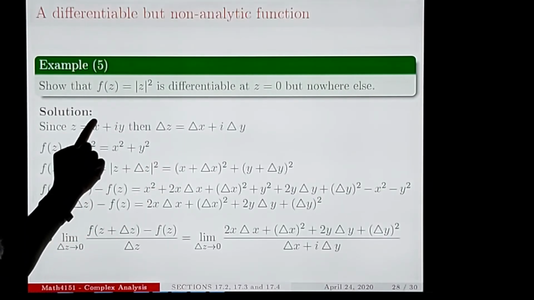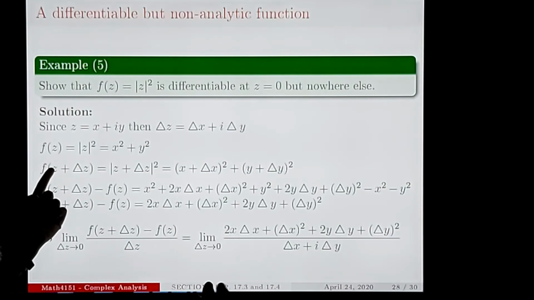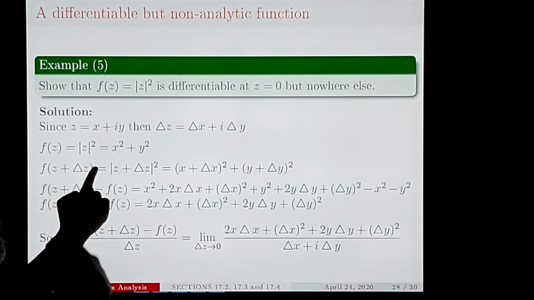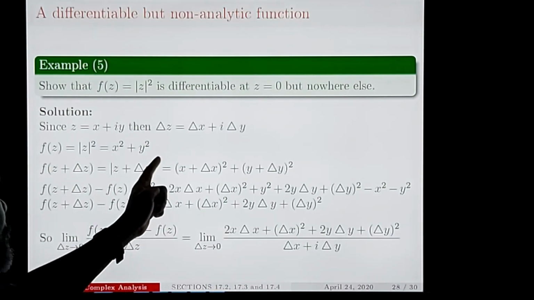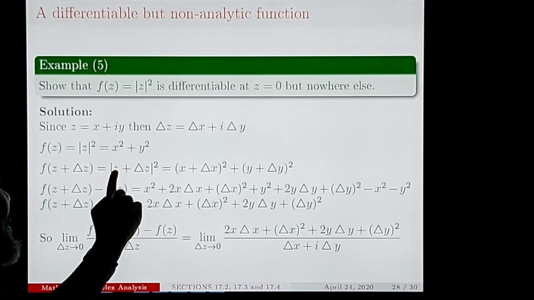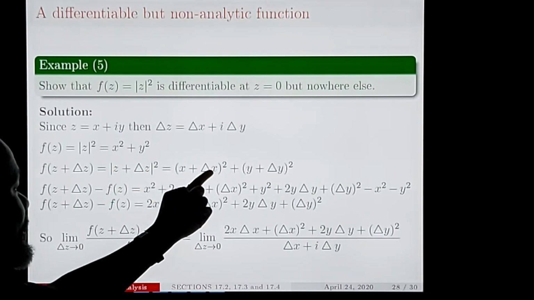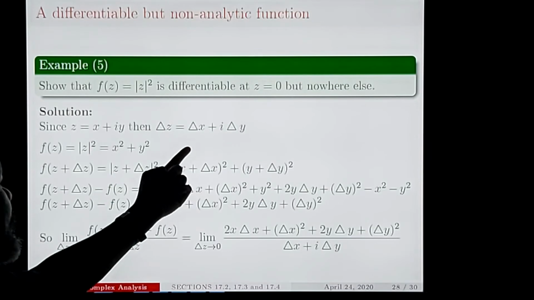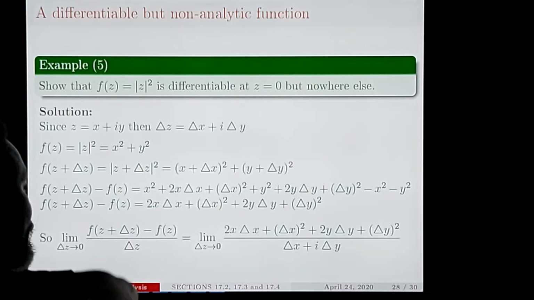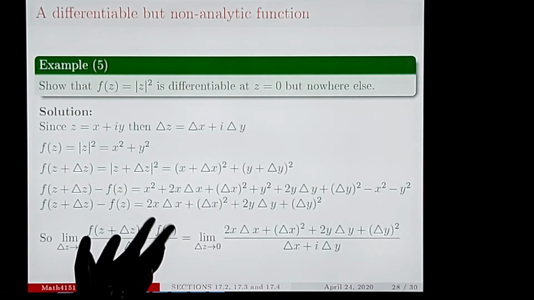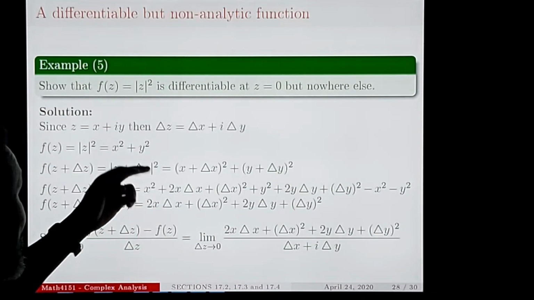Then we need the limit, so we need f of z plus del z. That's defined by the modulus squared of z plus del z. Now what is z plus del z? It's x plus del x squared plus y plus del y squared. Then we need to expand this, and take the difference.